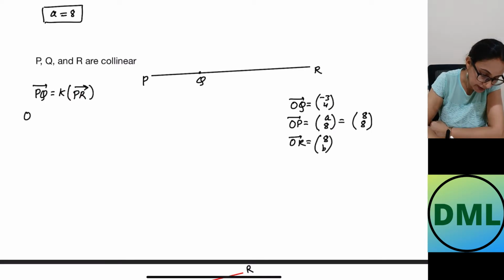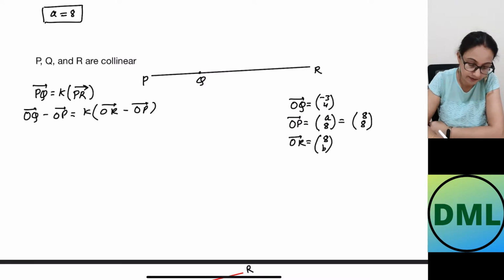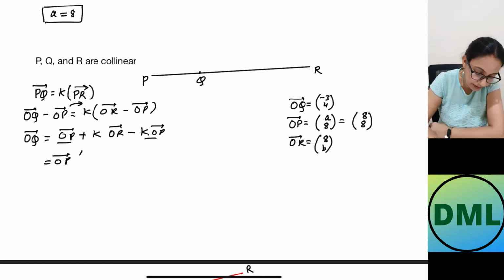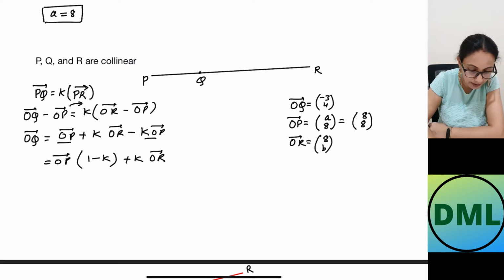So, this will be written as OQ minus OP is equal to K times OR minus OP vector. Now, let's move this OP on the right hand side. It will be OQ is equal to OP plus, open the bracket here, K times OR minus K times OP vector. Now, let's combine the OP vector first. So, OP is common here. So, it will be (1 minus K) plus K times OR vector.